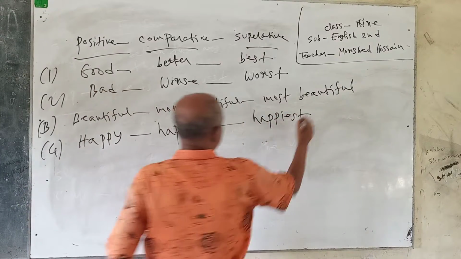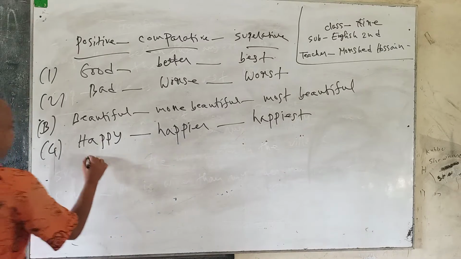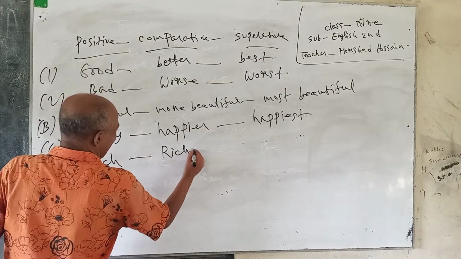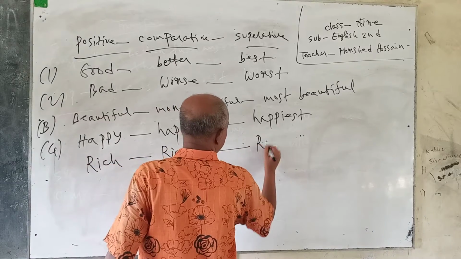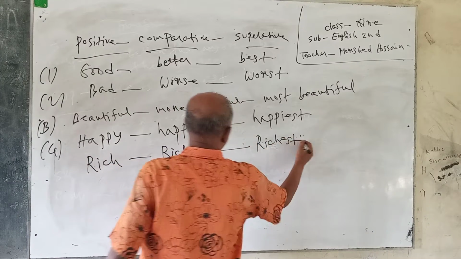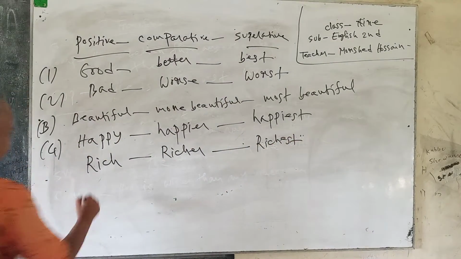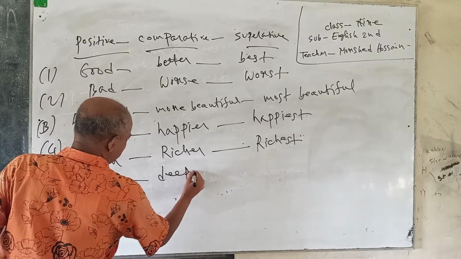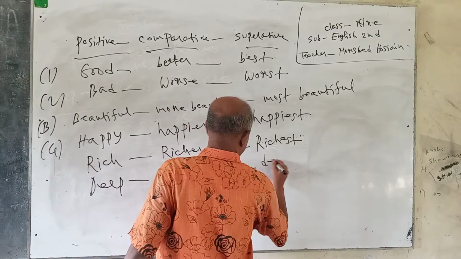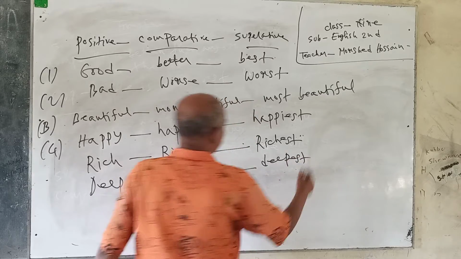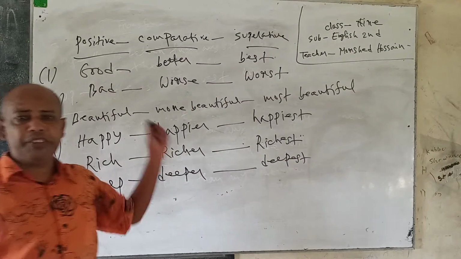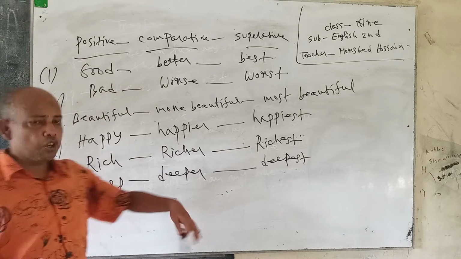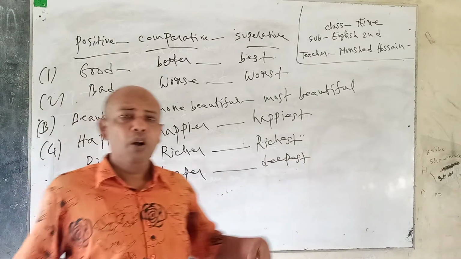Happier, happiest. Then also rich, richer, richest, deep, deeper, deepest. So these are the rules of degree of adjectives, how you change. So these are the most important things to solve the problem of the transformation part of degree of adjectives.